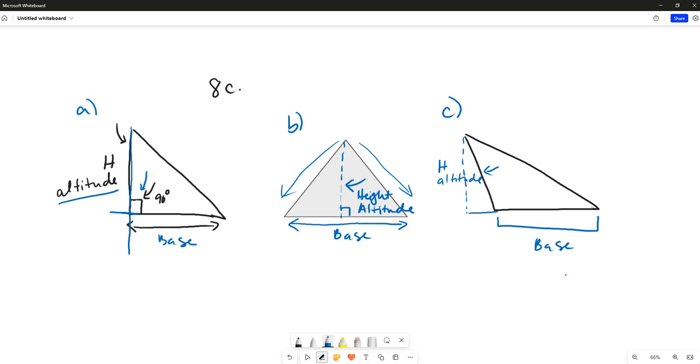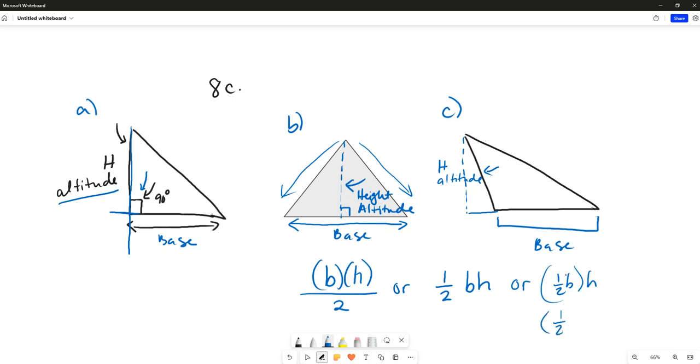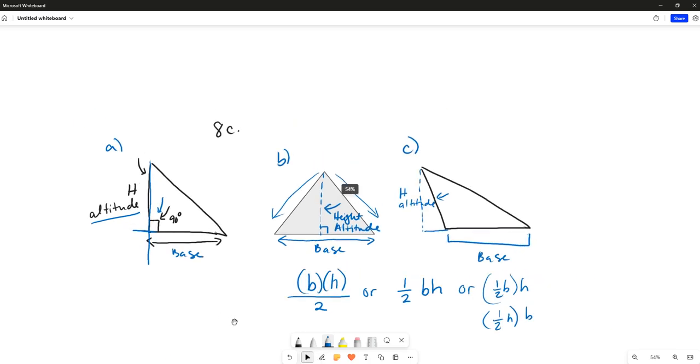Okay, now the area of a triangle is base times height divided by 2. And another way you could look at this is 1/2 base times height. So that means that you could say 1/2 of the base times the height, or 1/2 of the height times the base. And all of these things would get you the same answer.